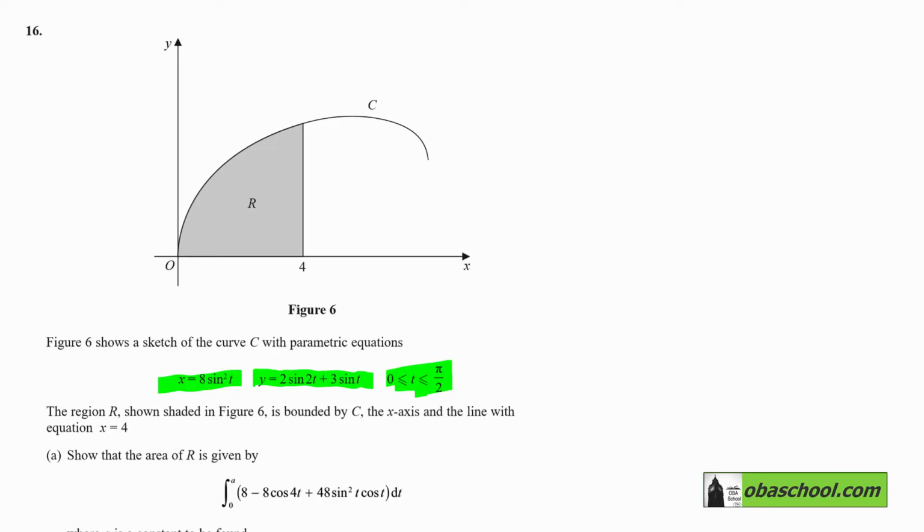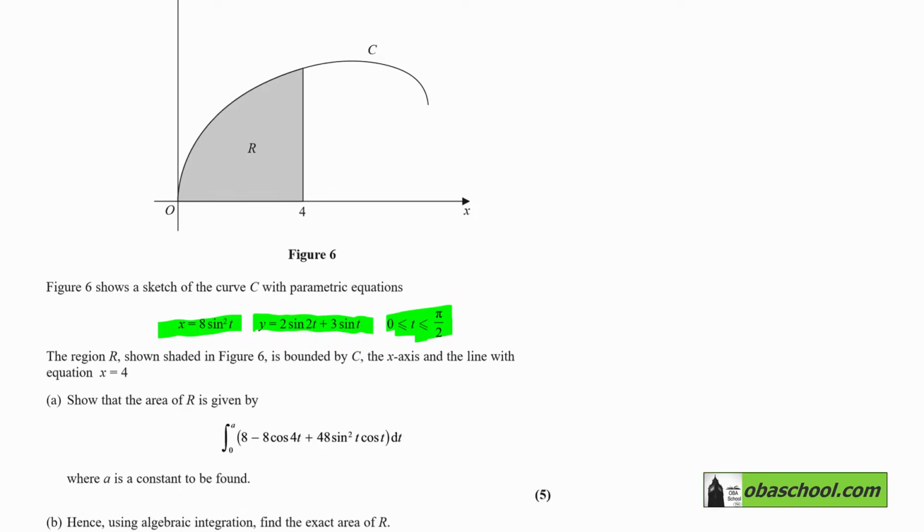We want to show that the area of R is given by the integral from 0 to a of 8 minus 8 cos 4t plus 48 sine squared t cos t dt, where a is a constant to be found. And then in part B, we're going to integrate to find the exact area. The bulk of the work here is in part A.